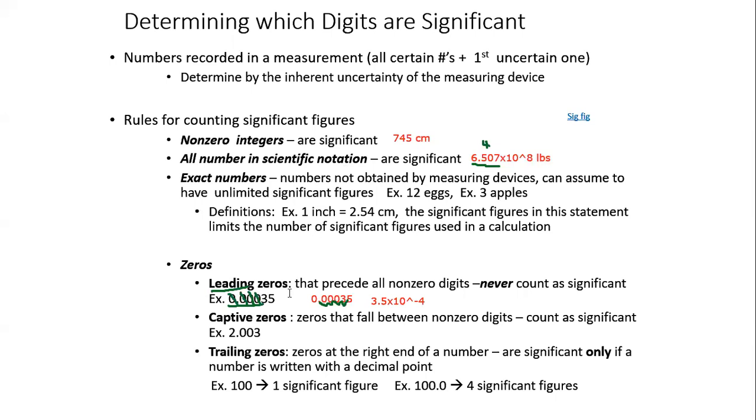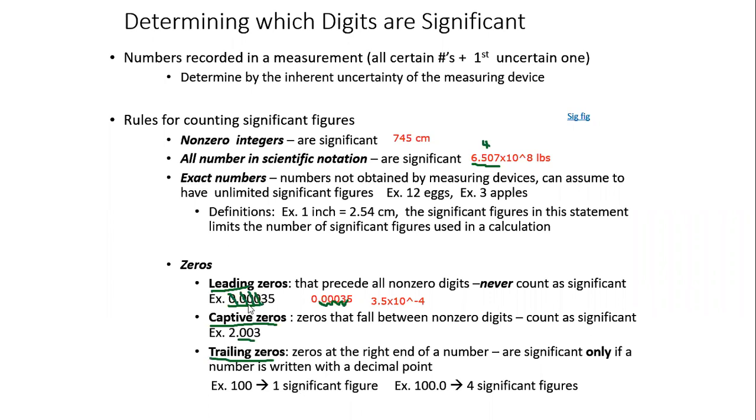So that's one type of zero. The next type of zeros are captive zeros, and these are zeros between 2 non-zero numbers. So if you see zeros between 2 non-zero numbers, these are significant. They're important in the measurement or the number. The last one is trailing zeros. With trailing zeros, these are zeros at the end of a number.